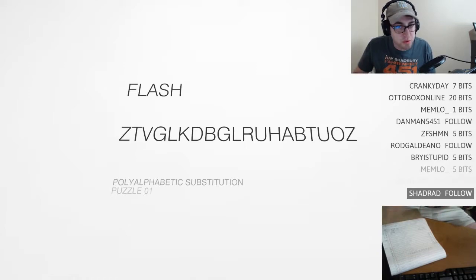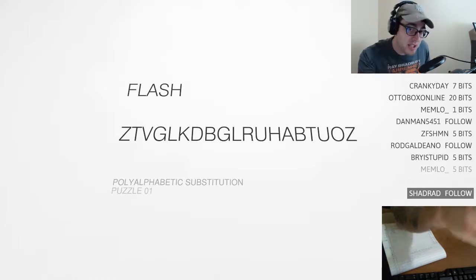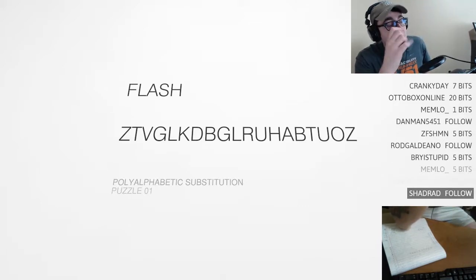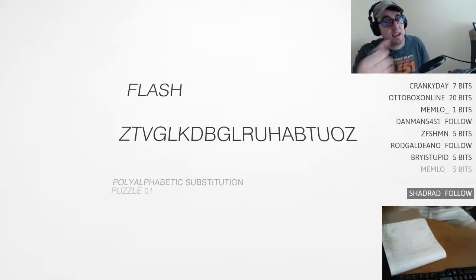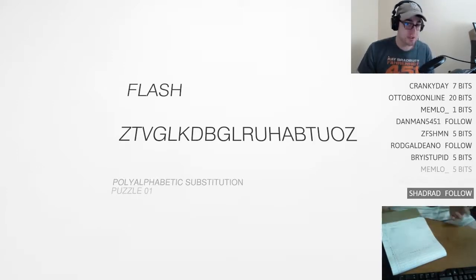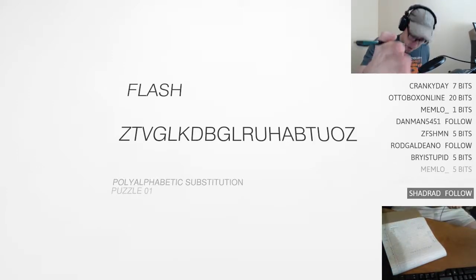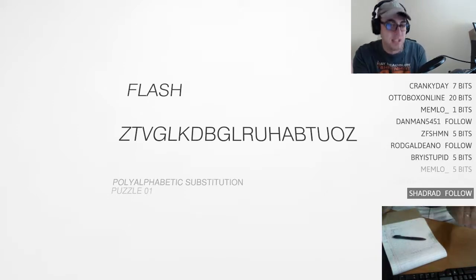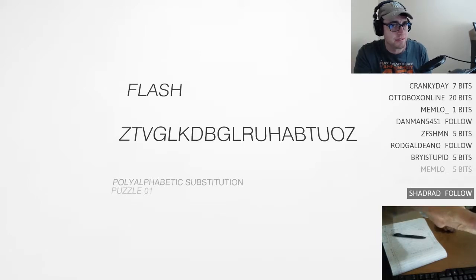So F, 6 to the right on the alphabet. So Z, we need to go 6 to the right of what Z is. So we go Z, A, B, C, D, E, F, right? So F is our first one. Now we have T. Now L is the 12th. We need to go 12 spots for T. So U, V, W, X, Y, Z, A, B, C, D, E, F.